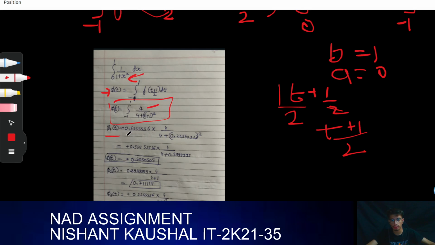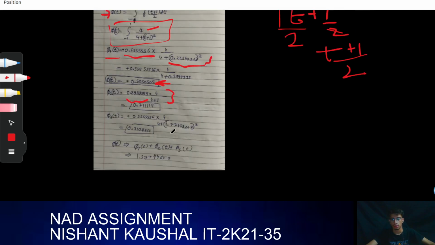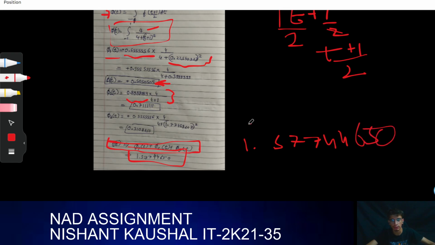So phi 1 of t will be w1 into phi of t1, and on solving we get the value of 0.505005. Similarly, we have put the value of w2 here and t2 here, and similarly in the case of w3 here. And after that we have just found the sum, which is 1.57744650, and this is our answer.